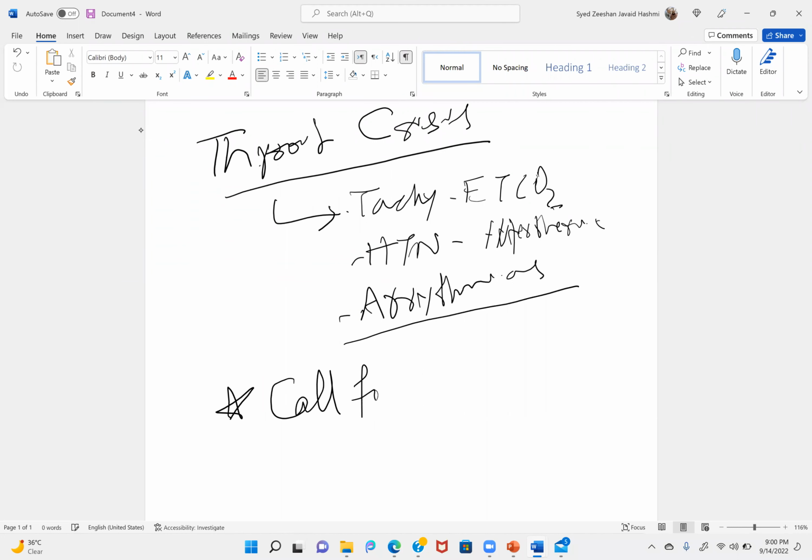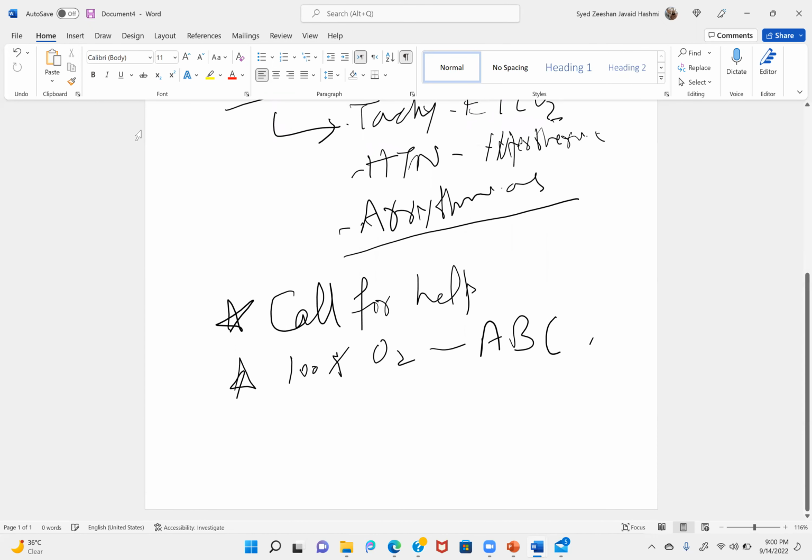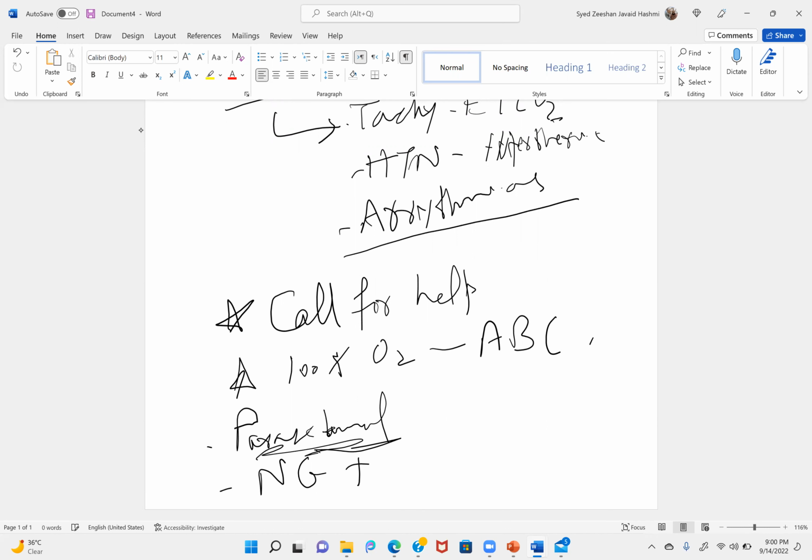Call for help, immediately inform the surgeon, and then ensure and maintain airway, breathing and circulation, give 100% oxygen. Then we will give paracetamol to control the temperature, and we will pass an NG tube. First of all is IV fluids, then paracetamol, NG plus Foley's. If it is not there, you will do cold saline irrigation.